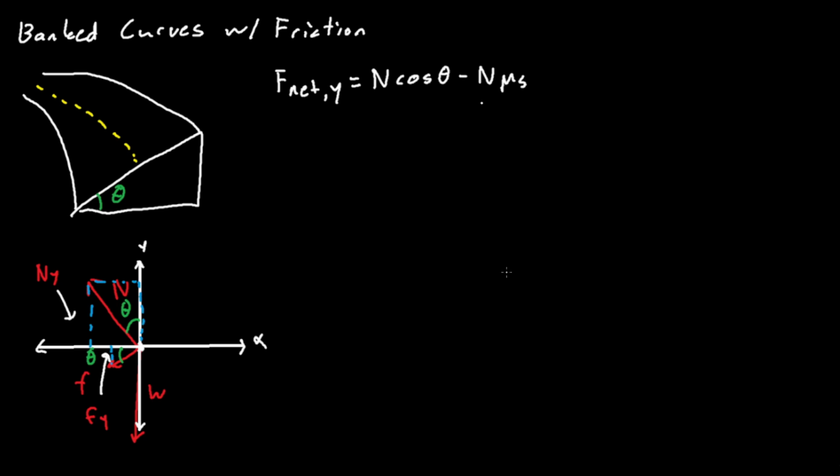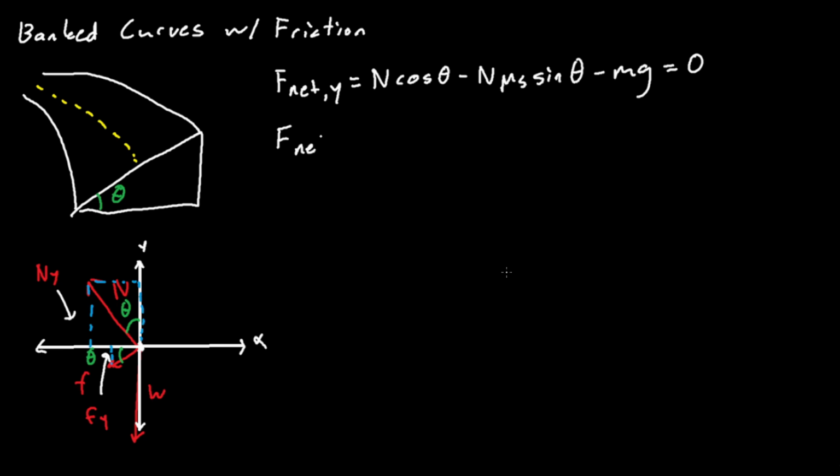So mu of s, usually it's going to be static friction in these cases, if you're not swerving off the road already. And the sine of theta, because this y component of the friction is the opposite side of theta. So this is sine of theta minus mg, since weight also goes in the negative y direction. And this is all equal to 0.